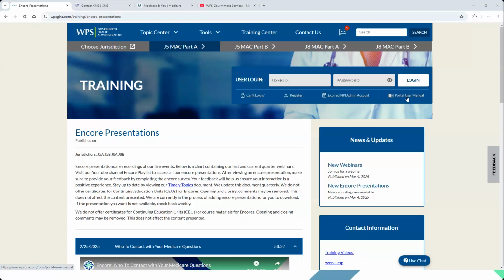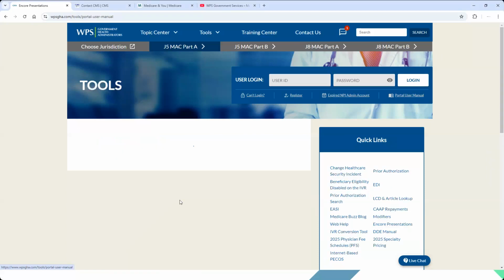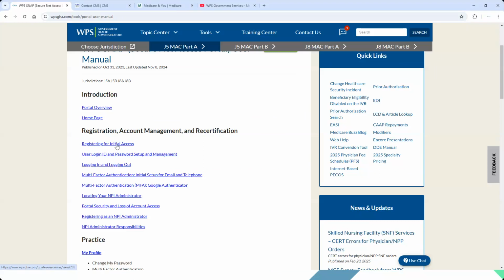You can see the link right here. It's also going to be linked down on the bottom of every screen. When you come in, scroll through and it'll say registering for initial access. It's going to walk you through all the steps with screenshots of that. So hopefully that gives you a lot of information there.